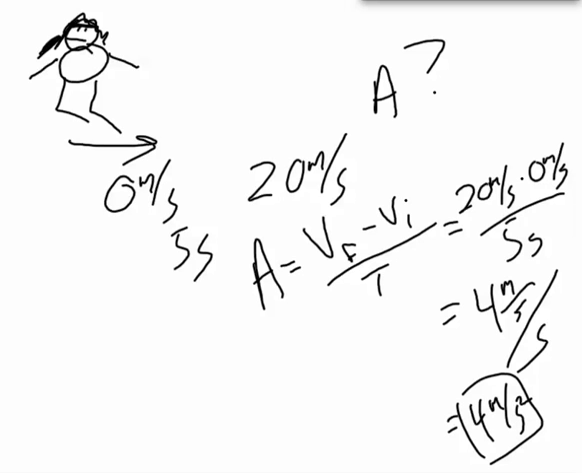So what that means is every second that went by, on average, she accelerated by 4 meters per second. So at 1 second, she's going 4 meters a second. At 2 seconds, how fast is she going? 8 meters per second. So she's going faster and faster and faster, right? So this is rate of change in speed. 20 divided by 5. Every second that goes by, she's going 4 meters per second faster.